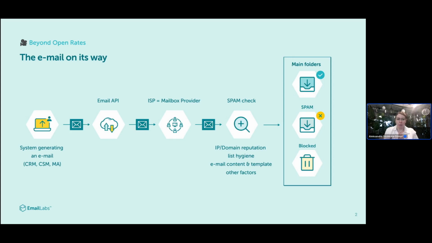So to quickly remind everybody, how does it work? How are emails sent through external services like EmailLabs? Your email generating system generates an email, then it goes through our servers, through our email API, for example. We try to connect with an ISP, with an email provider like Gmail, Yahoo, etc. The email is then checked to see if it's spam. How is your IP or sender reputation? Do you have proper list hygiene, and any other important factors? And then it either goes to the main inbox, the main folder, goes to spam, or is blocked completely and is not delivered to the recipient.